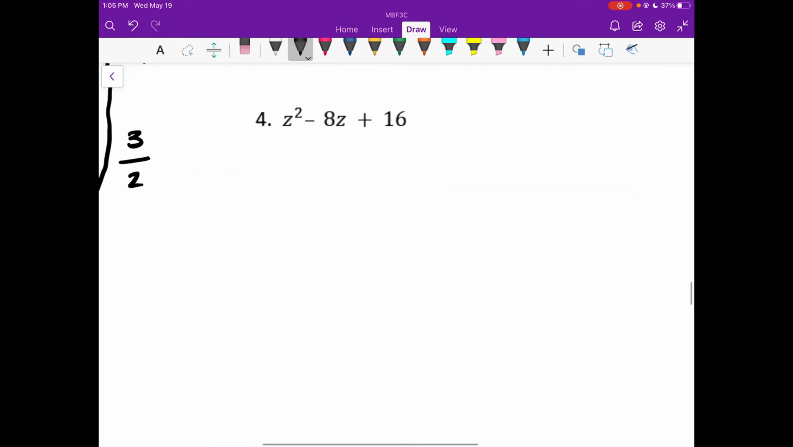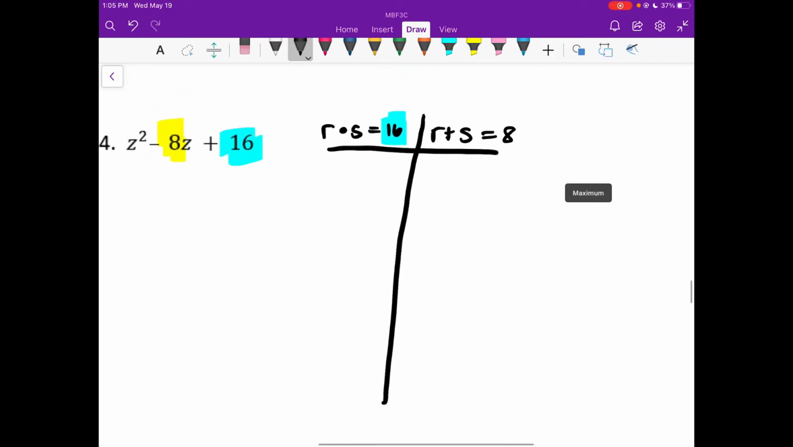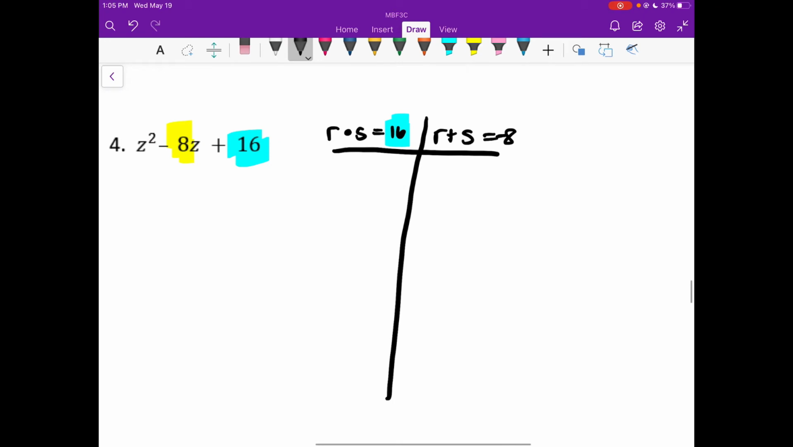For these ones, for consistency's sake, I will do it the same way that I've been doing them in class. So my r times s needs to give me my c value, which is 16. I'll write that in there, 16. My b value is -8, so my r plus s is going to give me -8. Notice how b is negative and c is positive.